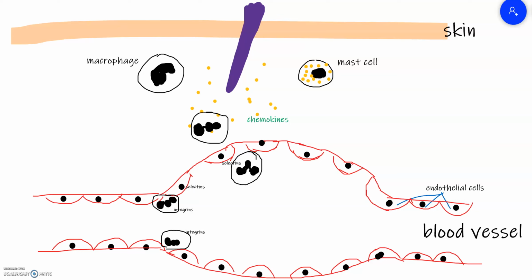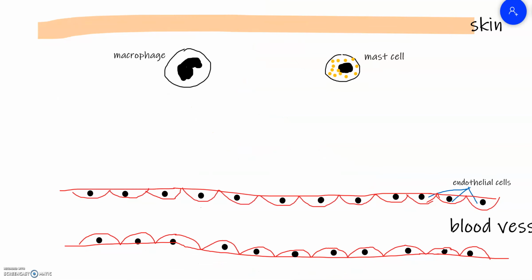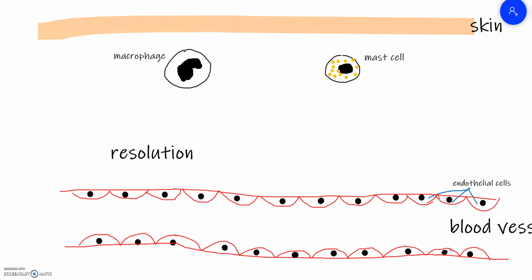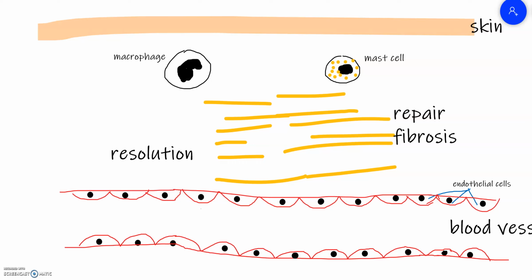What can happen after this? Well, the acute inflammation can go on, resulting in an abscess formation, or chronic inflammation can take over. In the best case scenario, where the inciting agent is removed, everything can go back to normal again, a term we call resolution. However, this doesn't always happen. Sometimes there is excessive laying of fibrous tissue in the area leading to a scar, which I'm sure you are quite familiar with. We call this process repair or fibrosis. Okay, so this is the process of acute inflammation.